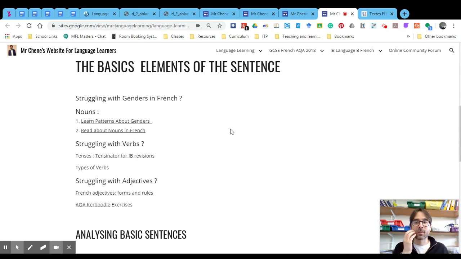So you have to understand the basic elements of making sentences in a language. That's massively important because you have to understand how things work. Most languages have got verbs and adjectives. And for example, in French, we've got gender. Like a table in French is feminine, but a stool is masculine. Why? We don't know. It's just like that. So you've got to learn those things.